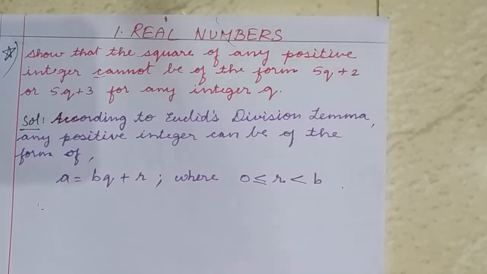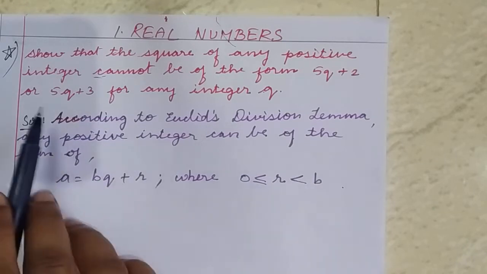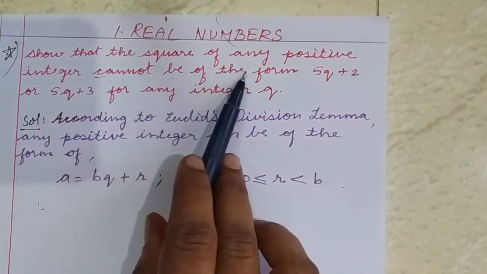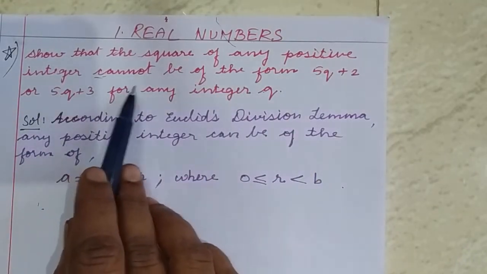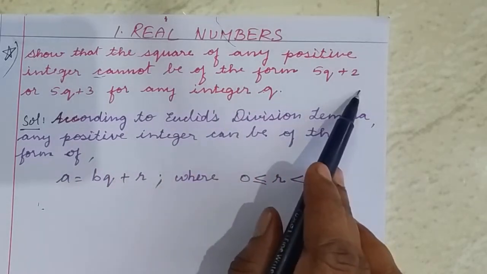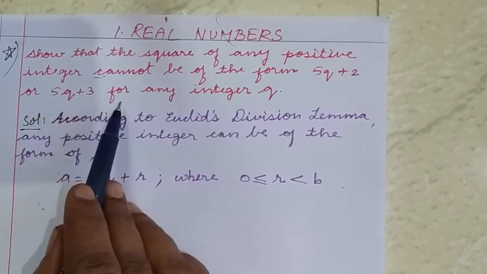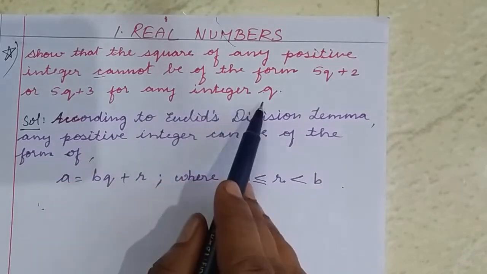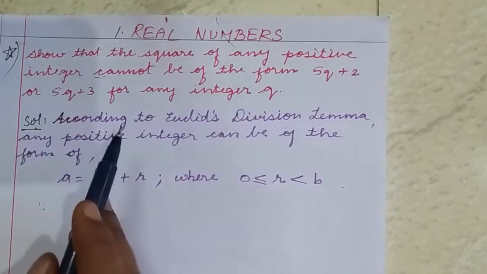Hi friends, today let's see an important question in chapter 1, real numbers. Show that the square of any positive integer cannot be of the form 5q plus 2 or 5q plus 3 for any integer q. Solution.